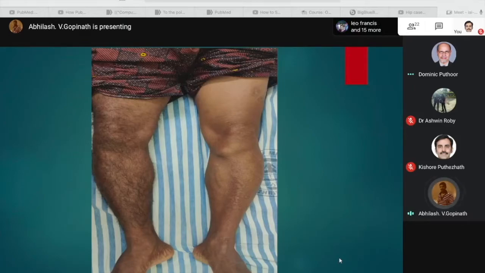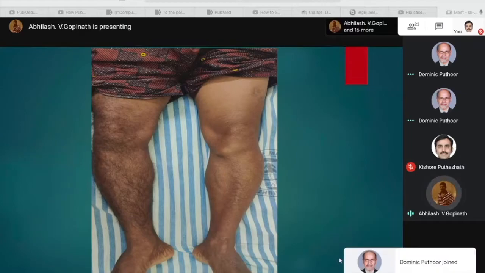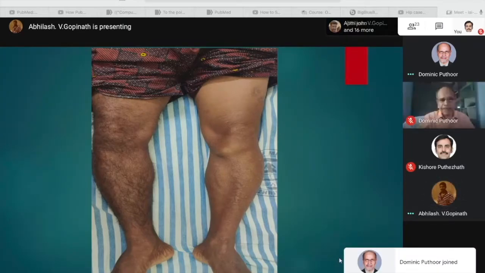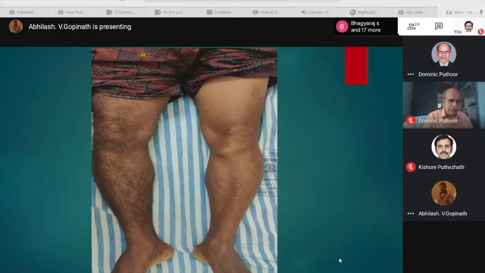There is no history of any fever. There is no history of any loss of weight. There is no history of any trauma, and there is no history of any other swellings in the body. Coming to the past history, there is no history of similar swellings in the past. There is no history of tuberculosis in the past. There is no history of diabetes mellitus, hypertension, and coronary artery disease.